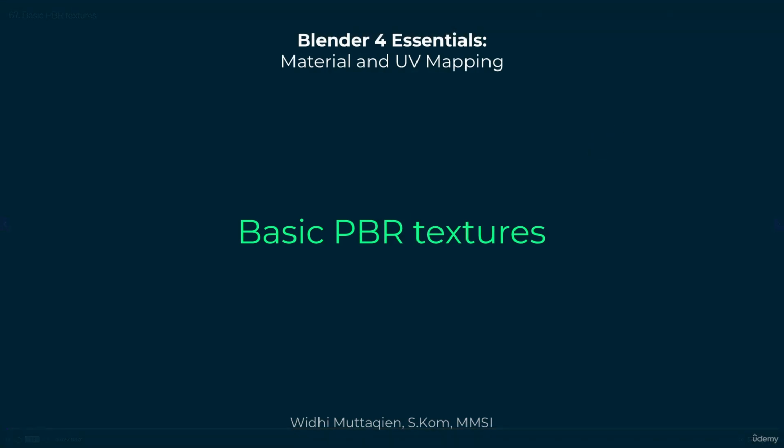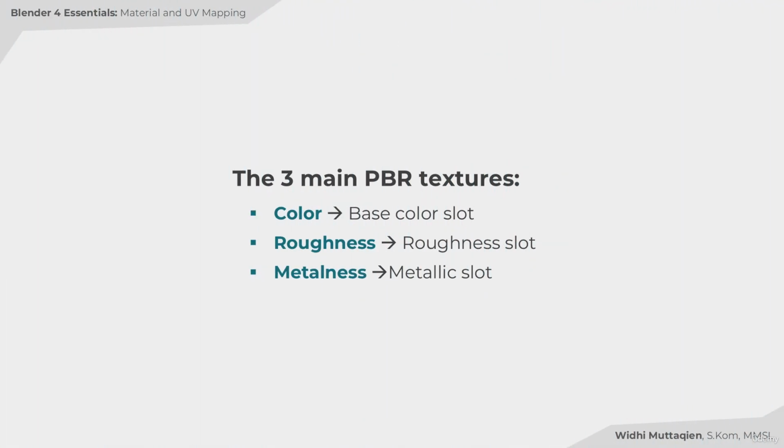Going to discuss the three basic textures in the PBR standard. They are color, roughness, and metalness. As the name suggests, we put the color texture in the base color slot, we put the roughness texture in the roughness slot, and we put the metalness texture in the metallic slot. Easy, right? Especially if we are using the Node Wrangler add-on, all textures will automatically go to the slots where they are supposed to go.